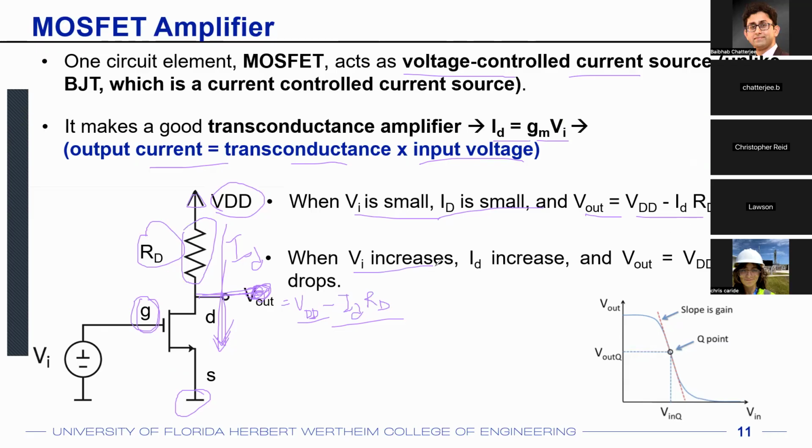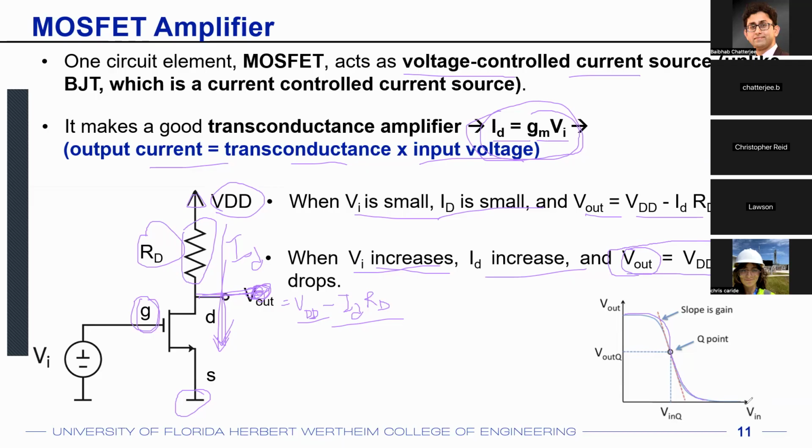So when your VI increases, when your input voltage increases, your current also increases according to this equation, ID equals GM times VI. Your ID increases as your V in increases. Your V out, which is VDD minus ID times RD, will reduce. Because if your input voltage increases, your current will increase. If your current increases, your output voltage will reduce because the current times RD is a subtraction term over here, right? And that is the reason why we drew this kind of a VTC.